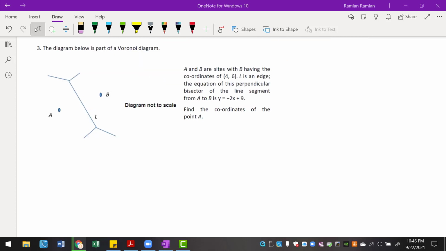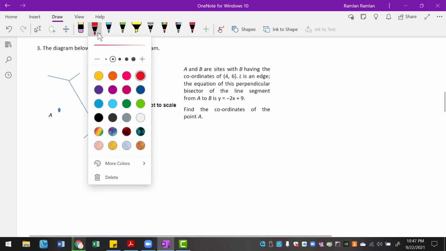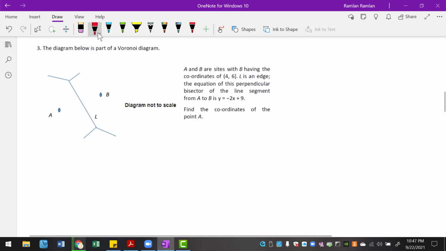Okay, for number 3, we have an image on the left side, with point A and point B, with B having the coordinates 4, 6. So again, guys, put into habit: if you have some information, just write it down first. Anything that you can write, just write it down. We are told the coordinates of B are 4, 6, so I'm going to write down 4, 6 here. And L is an edge, this line here.